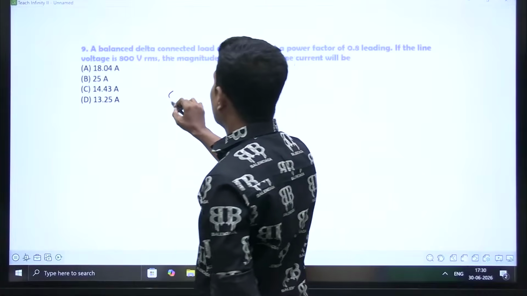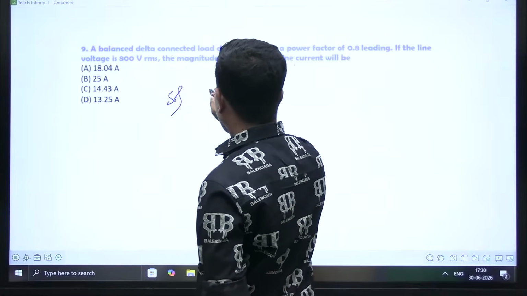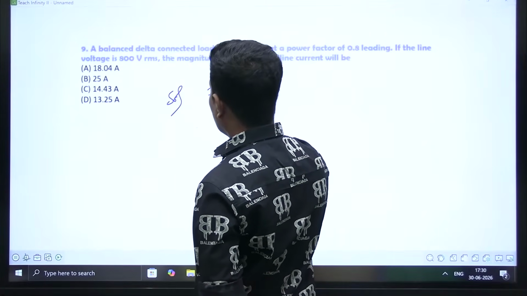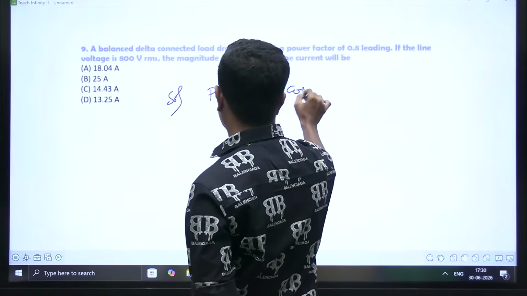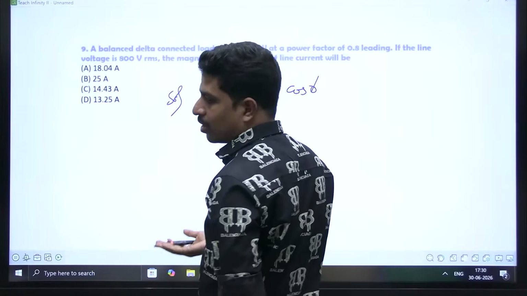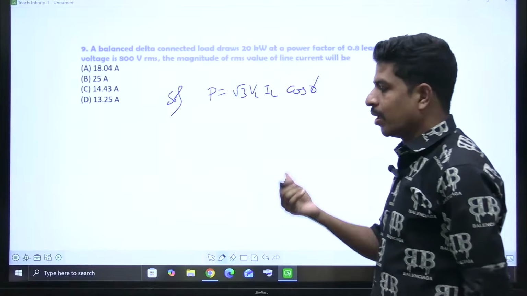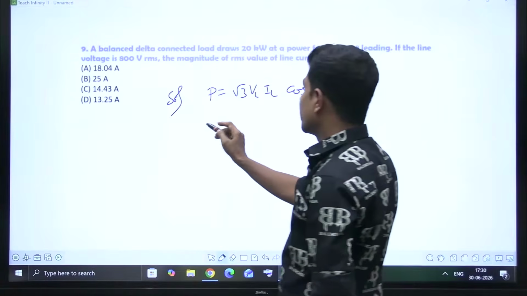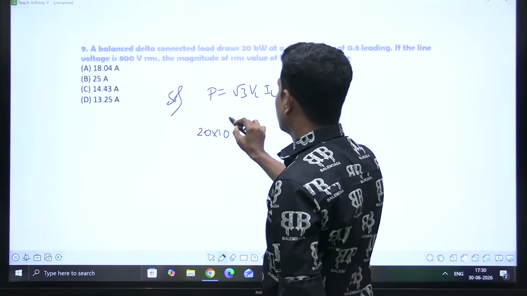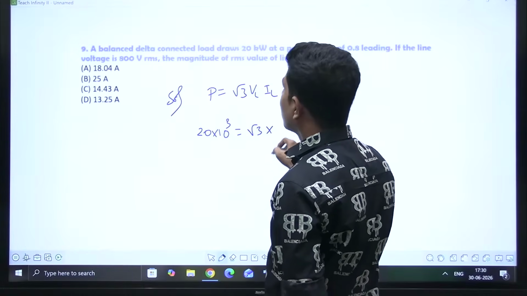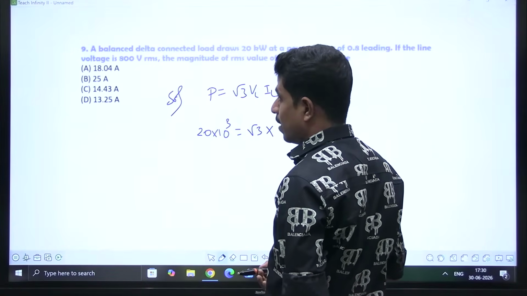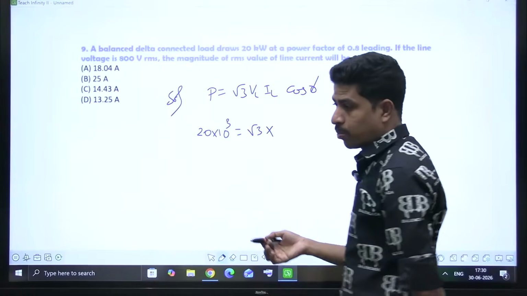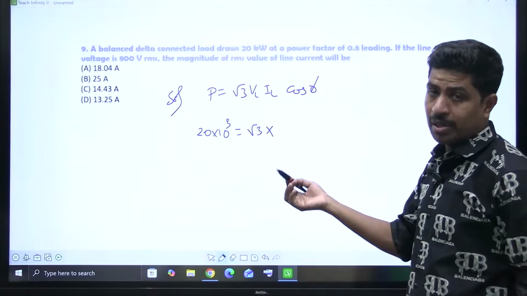Let's see how to solve. Given P, for a delta connected load, P is equal to root 3 VL IL cos phi. That's all. Whether it is leading or lagging, he is asking about the magnitude, so that is very simple. 20 kilowatts, 20 into 10 cube, is equal to root 3. What is the voltage? Line voltage and phase voltage are both the same in delta. That is a crucial point we have to remember, understand, and apply here.